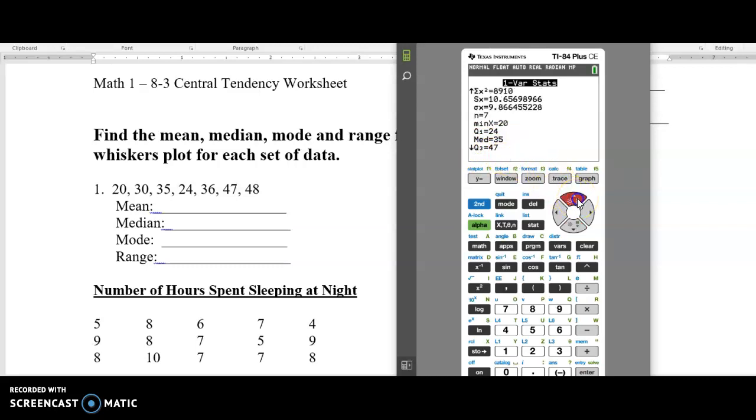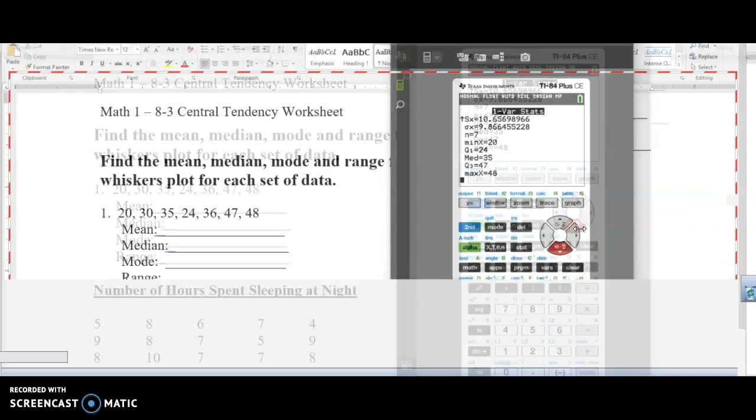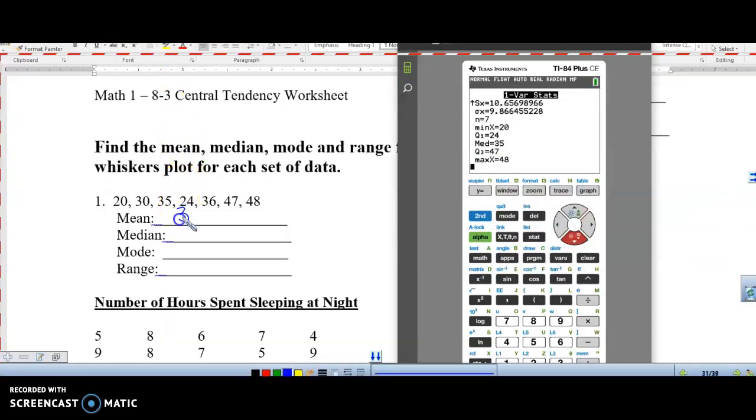So let's go back up here to the very top, and we're going to look at this mean value. Okay? So my mean is 34, and we're going to round that to 34.3. Okay, 34.3. Then I'm going to cursor down. Mean is 34.3. Your median is listed right here. It is 35.